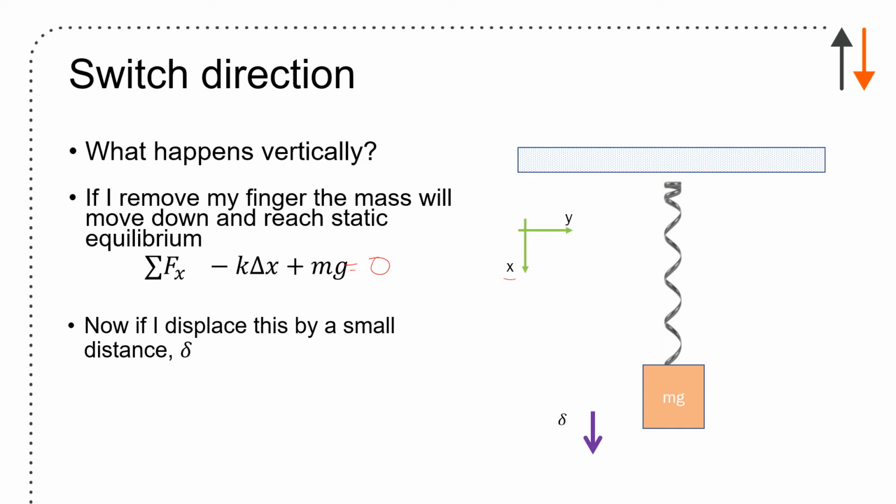Now, if I displace this by a small distance, delta x, either up or down, my equation becomes minus k (delta x plus delta) plus mg equals m x double dot.